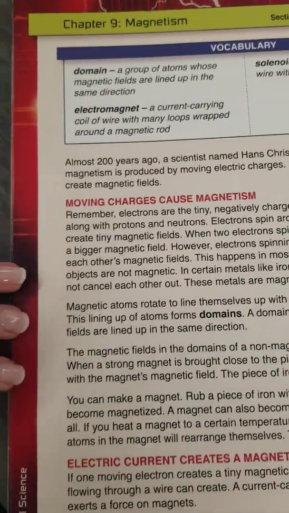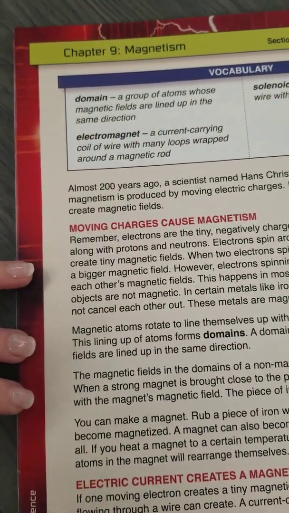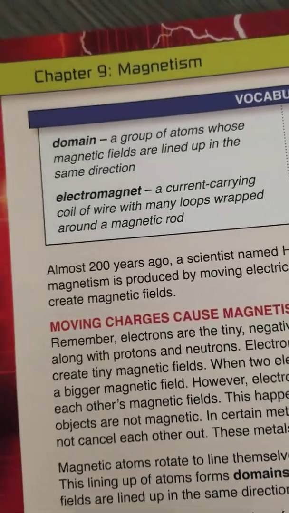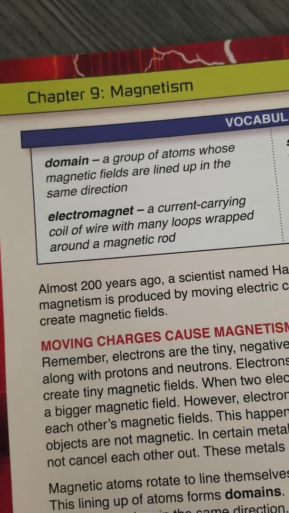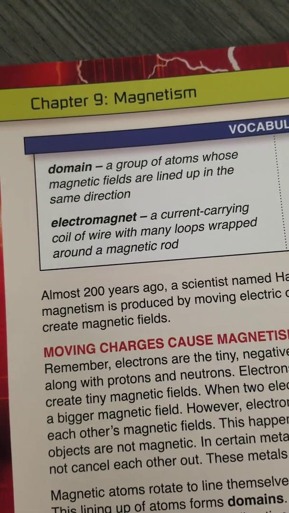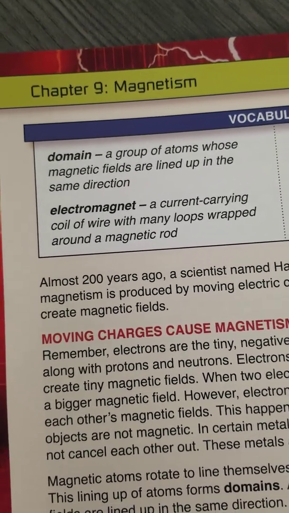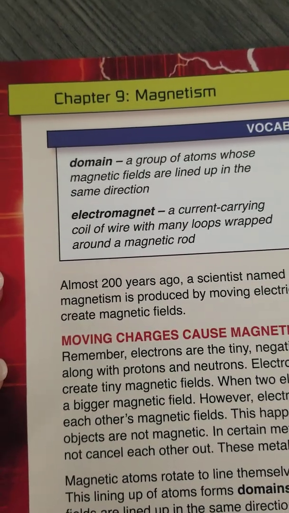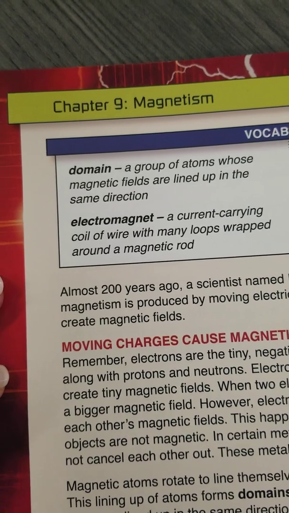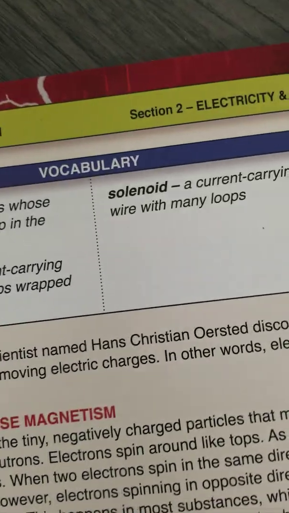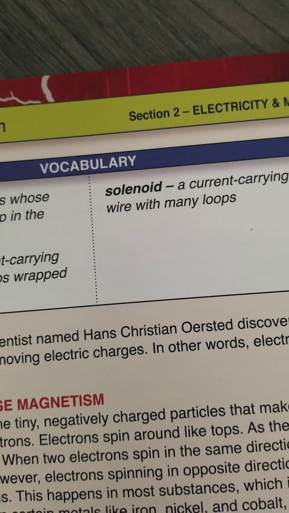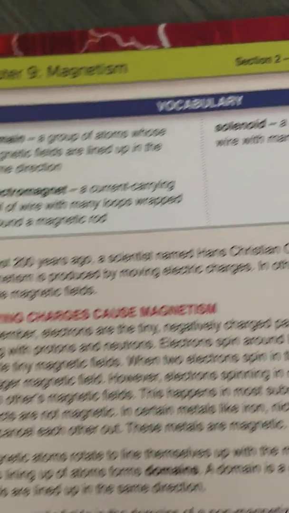Okay, guys, page 58, chapter 9, Magnetism. We've got vocabulary at the top. Domain: a group of atoms whose magnetic fields are lined up in the same direction. Electromagnet: a current-carrying coil of wire with many loops wrapped around a magnetic rod. Solenoid: a current-carrying coil of wire with many loops.